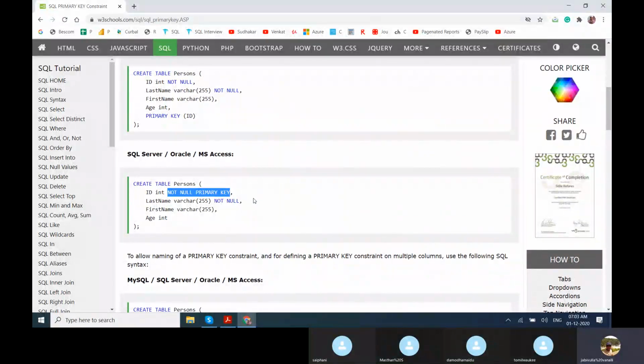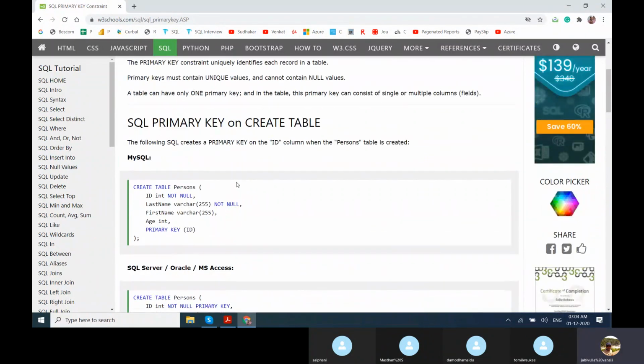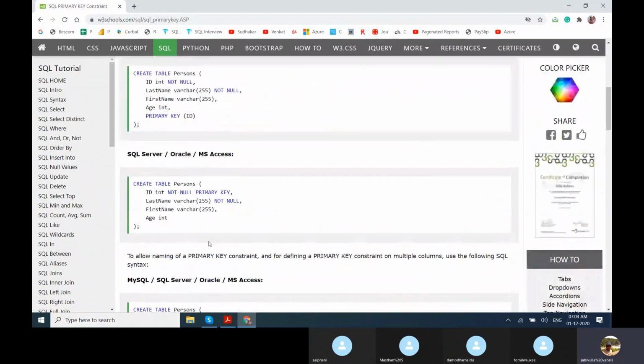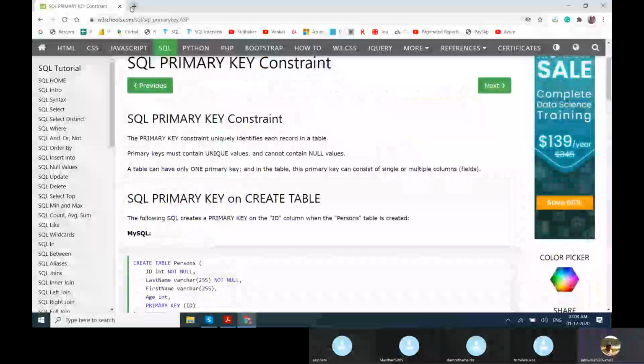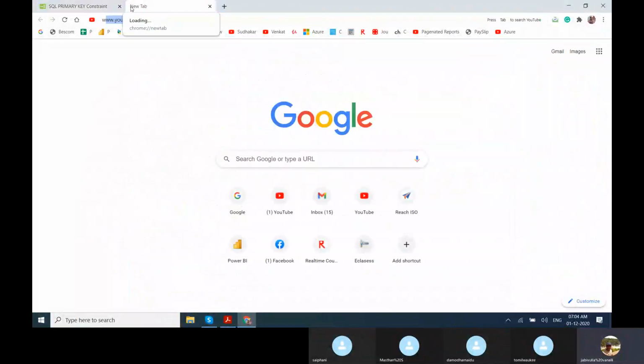So a primary key is a combination of unique values plus it cannot contain null values. Okay, that is the point. You don't need to worry. I will explain foreign key.